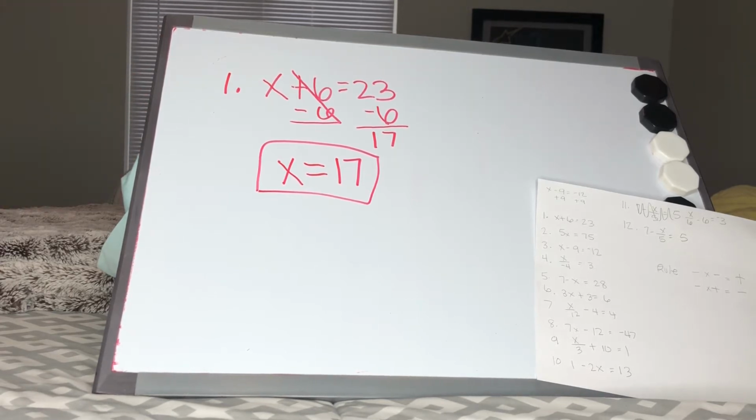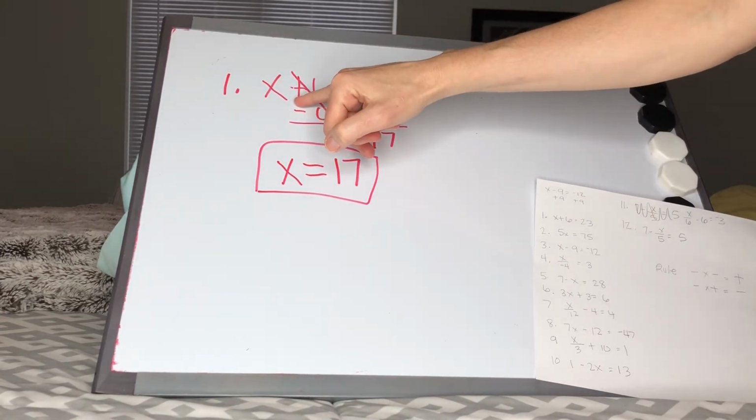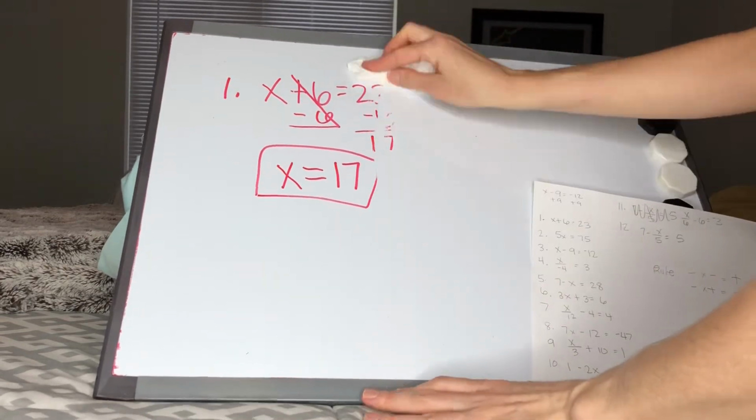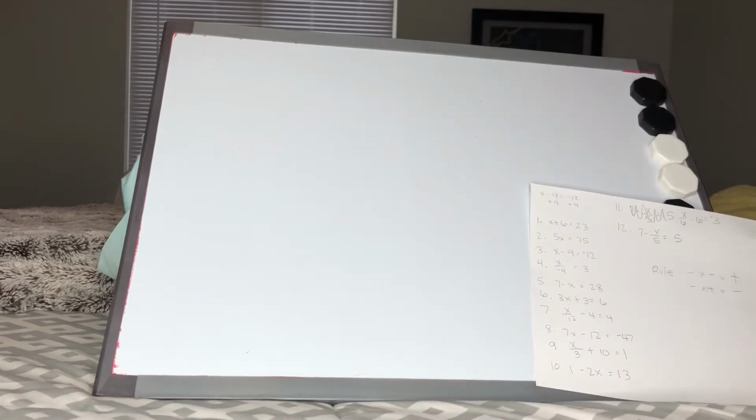Okay. And now if you had another problem like this, just insert the numbers. So now if you had another problem, this was subtraction. To get rid of it, you would add. You would always do the opposite. Okay. Now let's do number 2.